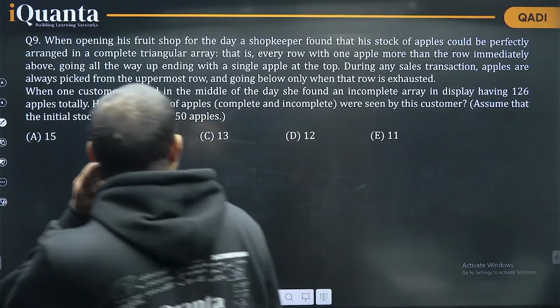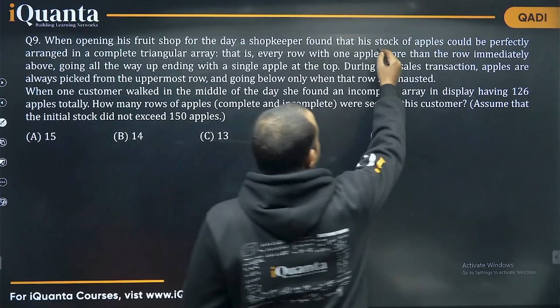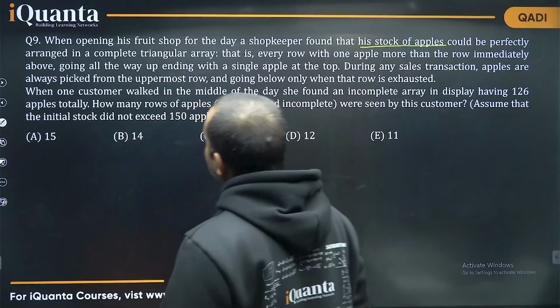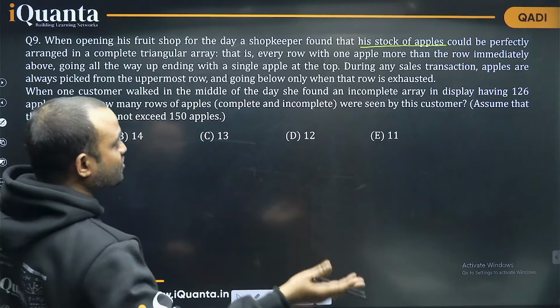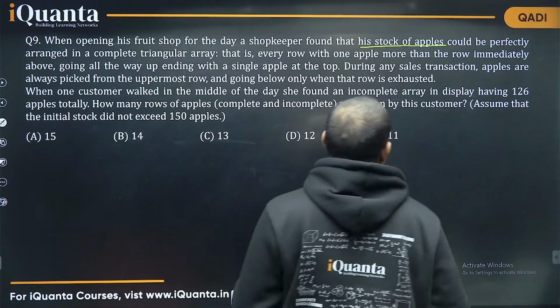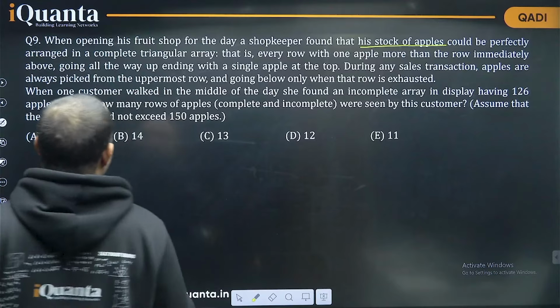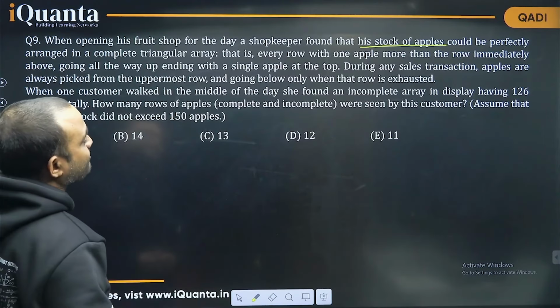When opening his fruit shop for the day, a shopkeeper found that his stock of apples could be perfectly arranged in a complete triangular array, that is every row with one apple more than the row immediately above, going all the way up ending with a single apple on top.